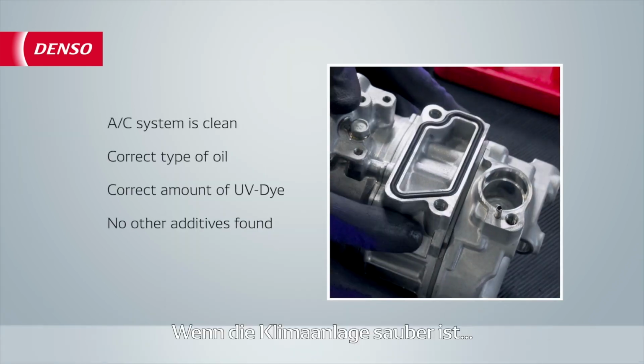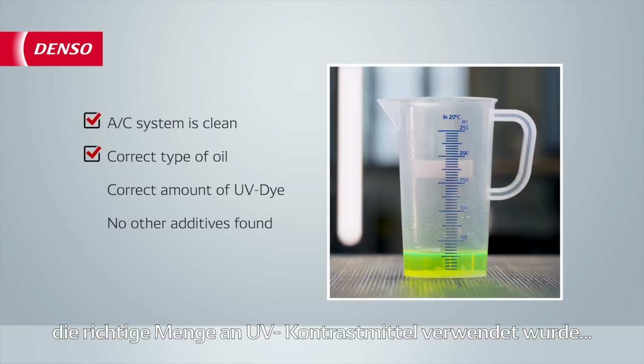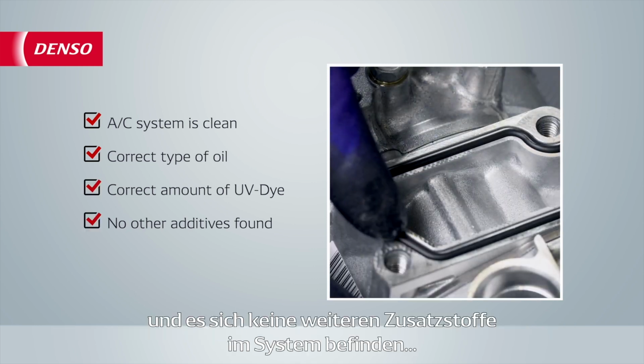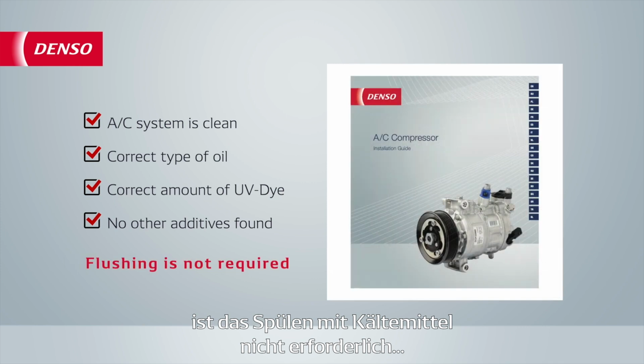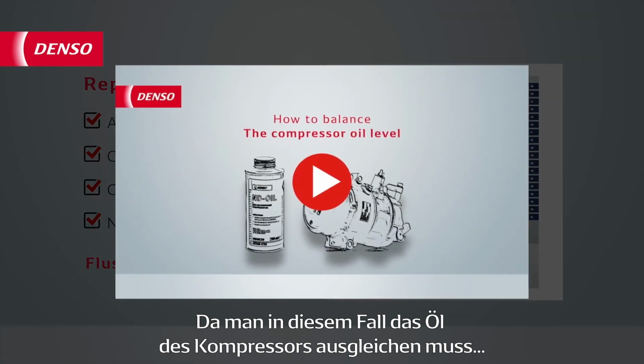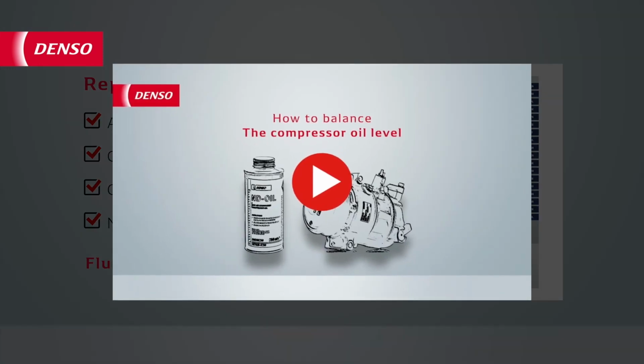If the AC system is clean, the correct type of oil is inside the cycle, the correct amount of UV dye is used, and there are no other additives inside the system, then flushing with refrigerant is not required, and you can continue on by following repair procedure 1. Since in this case you have to balance the oil of the compressor, please check out the oil balancing video.